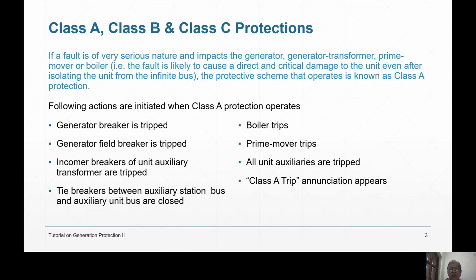Then when you do not want steam, why should you run the boiler? So boiler has to be tripped. And once you trip the boiler, boiler starts cooling down. That is a big thing. Therefore, once class A trips, all people around will be working very seriously and would like to bring back the generator to infinite bus as fast as possible.